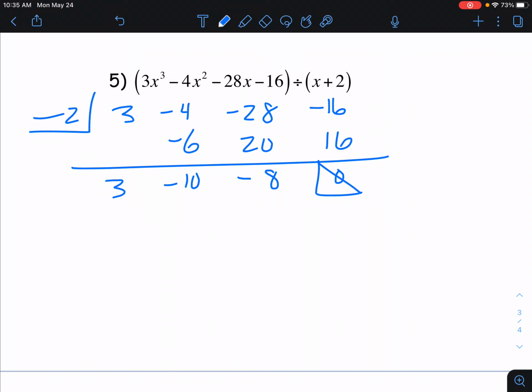So no remainder here. Cross it off. So remember, to the left of the remainder is constant. To the left, x. To the left, x squared. So that would be 3x squared minus 10x minus 8.